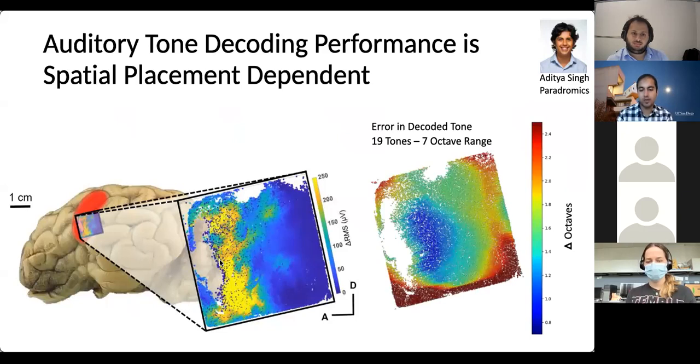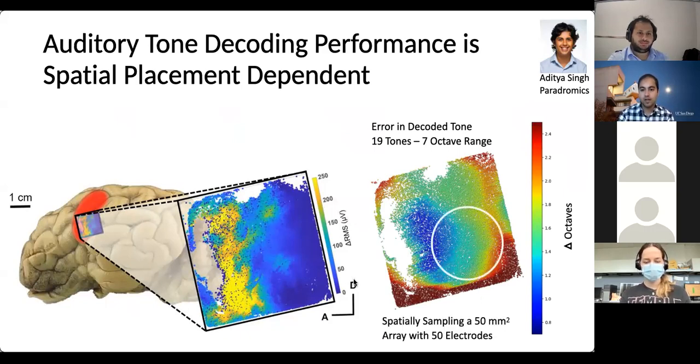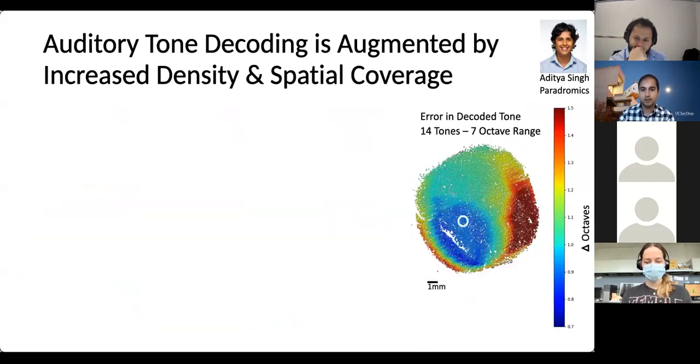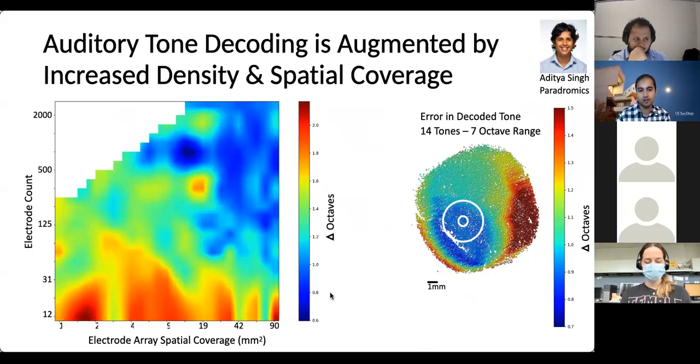So there's selectivity here based on region for tone. And then we could ask, if we placed virtual grids in different places, would we see differential error in decoding our tones? And we see that the blue spots are lower error, red spots are higher error. And so we could move these virtual grids around and subsample in various ways. And so we did that, and we also looked at the question of spatial coverage versus density within these very dense grids. And here's a summary of what we found.